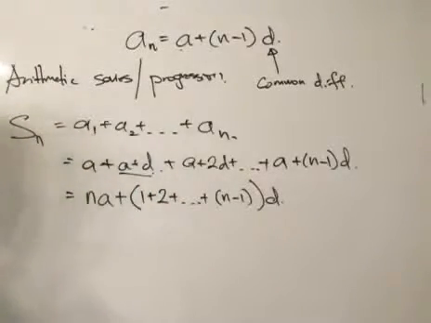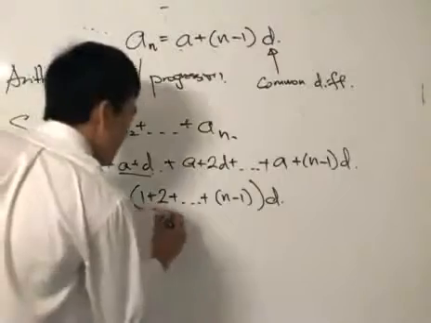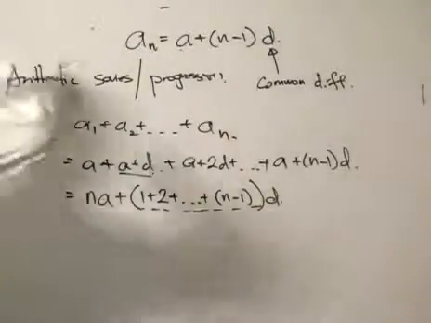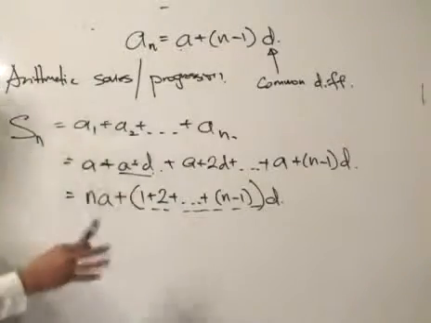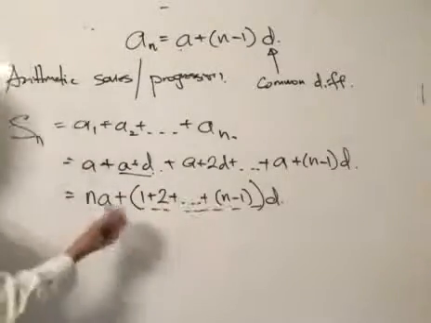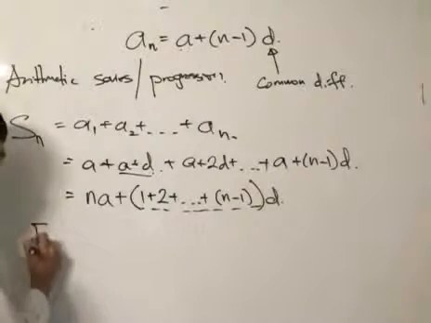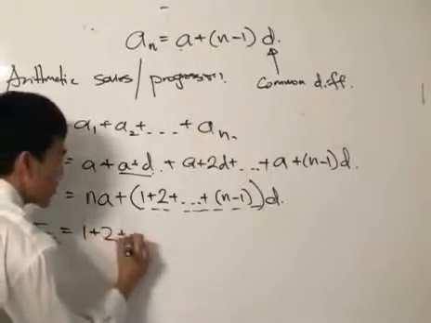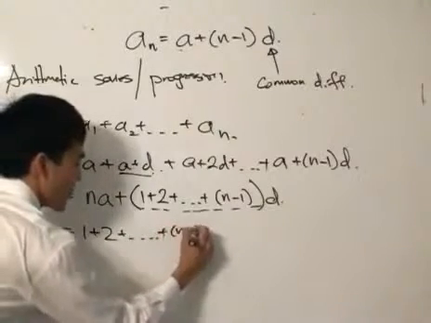Okay, so now it's a matter of really finding this sum over here, which we need to prove separately. But it's very easy to do. So basically, let's just say, excuse the notation, En is equal to 1 plus 2 plus all the way to n take away 1.